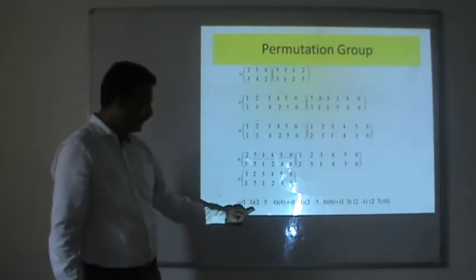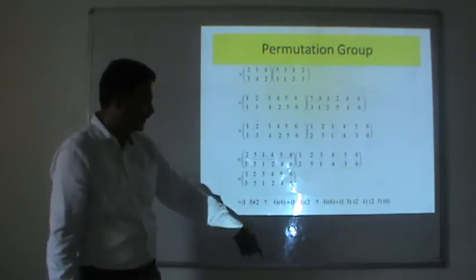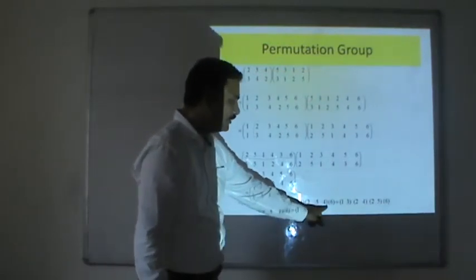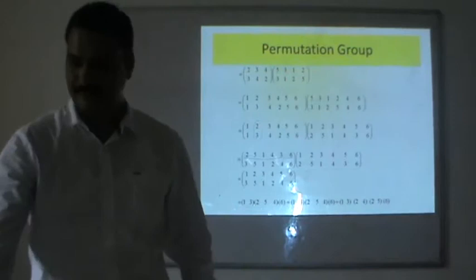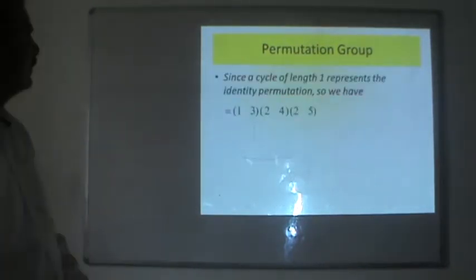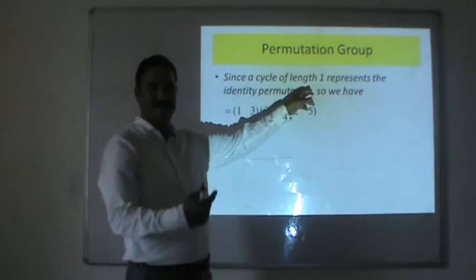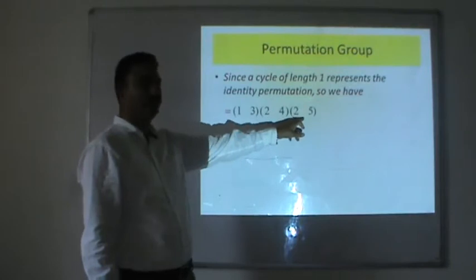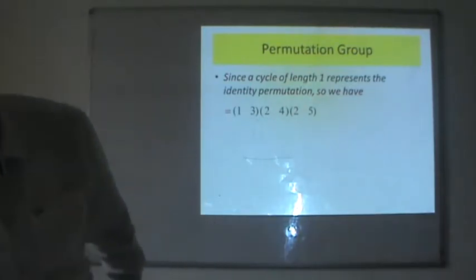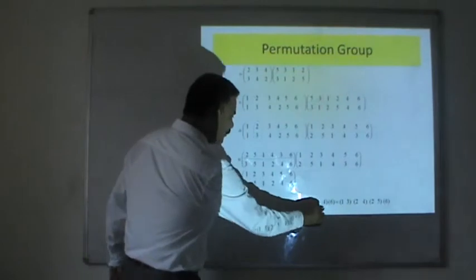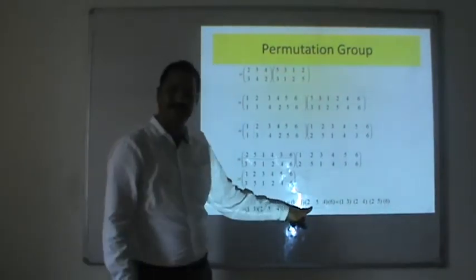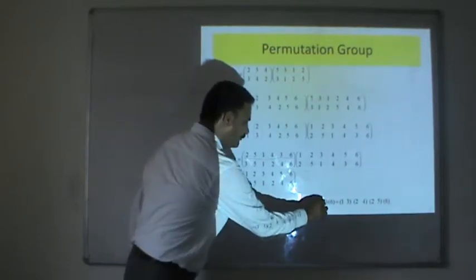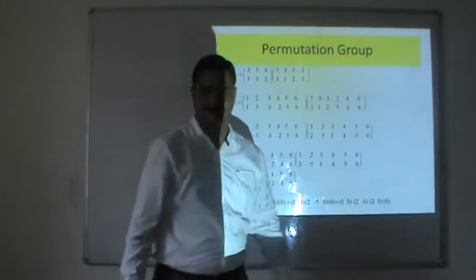So further we rewrite this, we just omit this identity permutation 6. And finally we get (1 3)(2 5 4), since the cycle of length 1, which is 6, represents the identity permutation. Means we just break the cycle (2 5 4), which has length 3, further into transpositions. Means (2 4)(2 5), two transpositions.